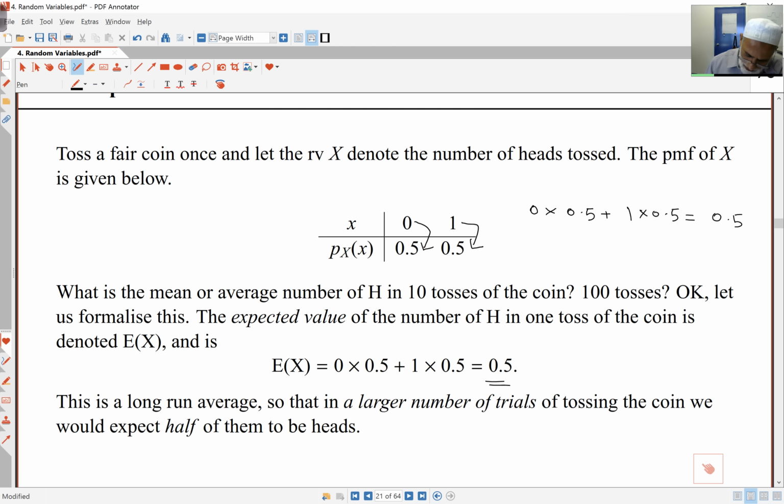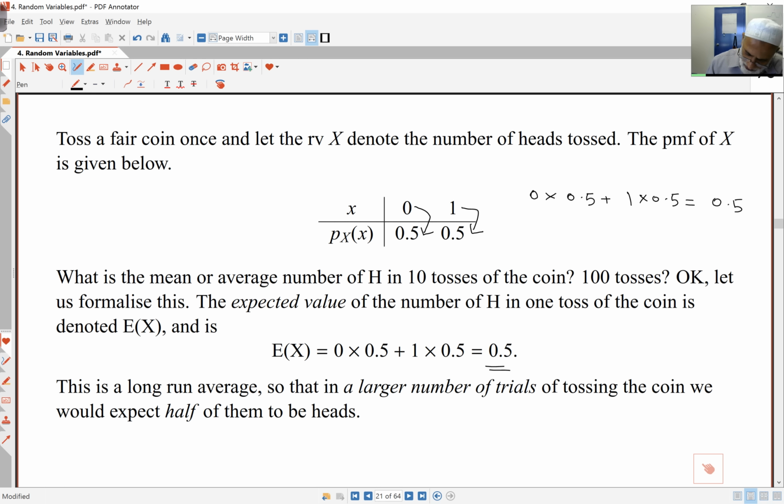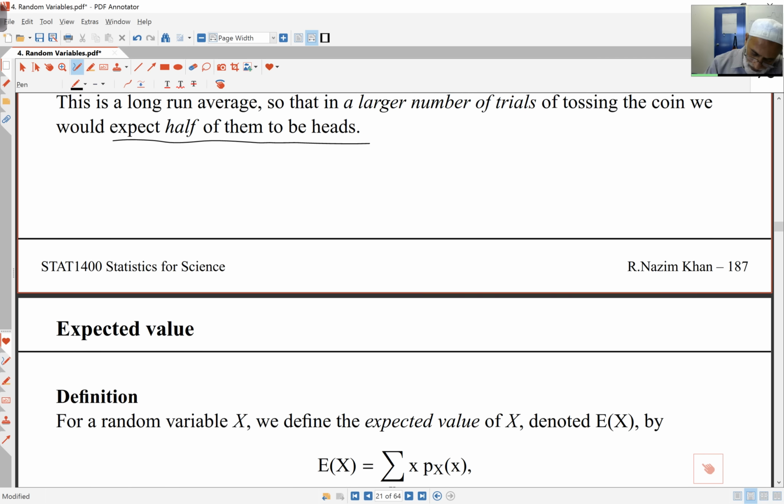So this is a long run average. In fact, it is saying that if I toss a coin once, I'm getting half a head. That's nonsense. Of course, you can't get half a head. But as an average, I'll expect half the tosses to give me heads. If I toss the coin 10 times, I expect half of them to be heads, so there's 5 heads. 1,000 times, I expect half of them to be heads, there's 500 heads, and so on. So this is half of the tosses will give me heads, or I get heads in half of the number of tosses.